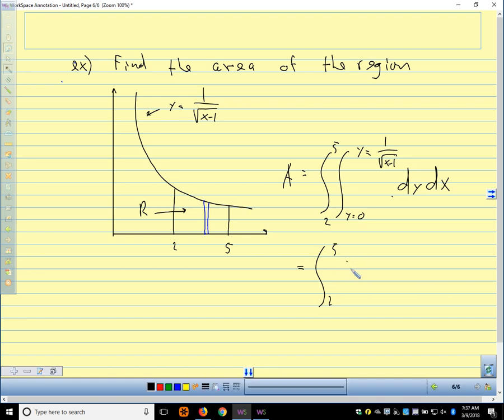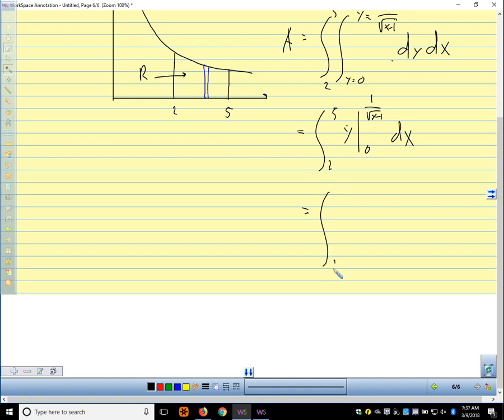So we get y evaluated from 0 to 1 over the square root of x minus 1 dx. So this is just the integral from 2 to 5 of 1 over the square root of x minus 1 dx.